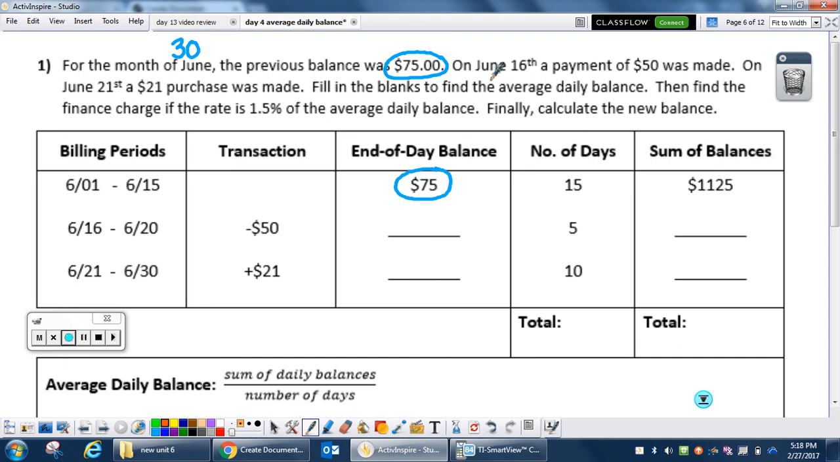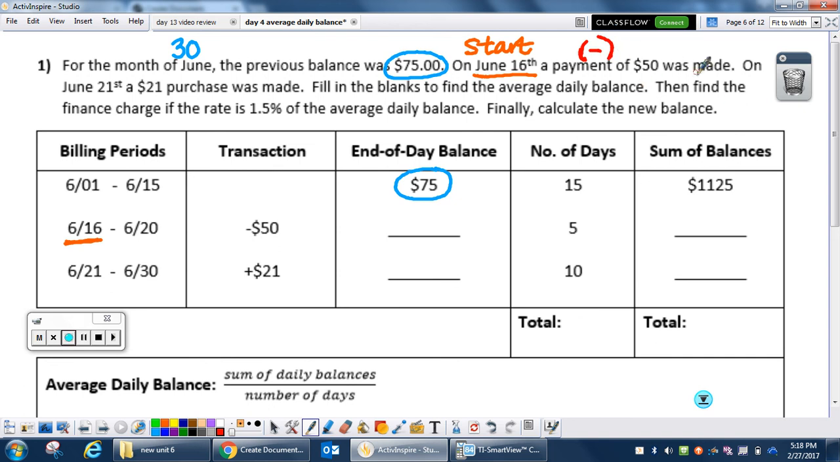Then on June 16th, watch where that goes. That starts something, so I would maybe mark that as a start. From 6/1 to 6/15, nothing was happening, so you just had that end of day balance. Then something started on June 16th. We made a payment, which makes our bill go down. So I would put a little minus sign.